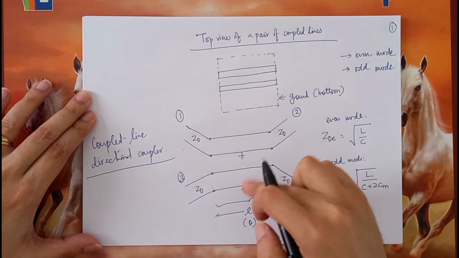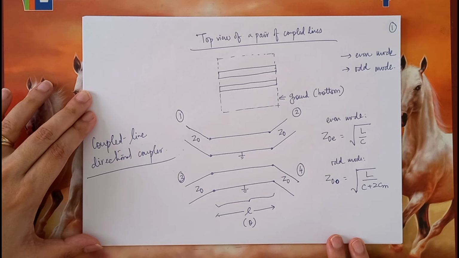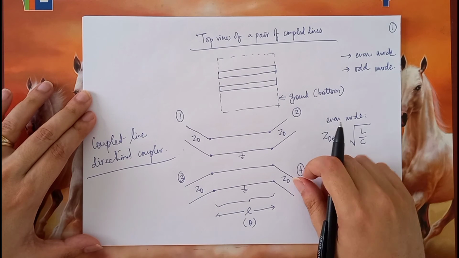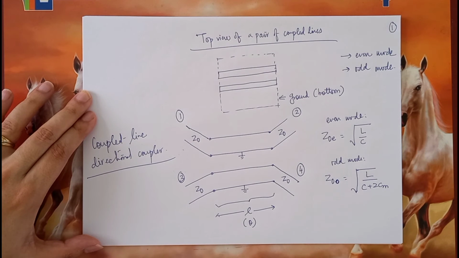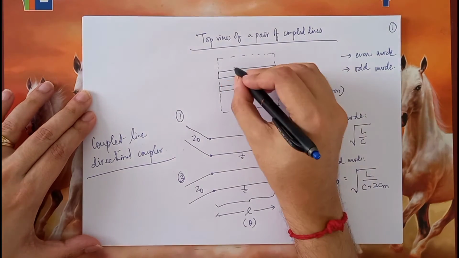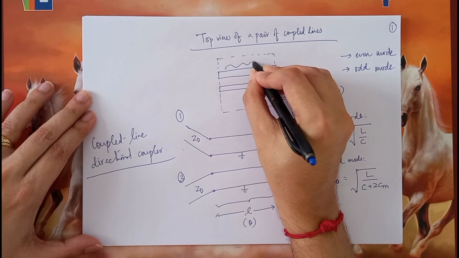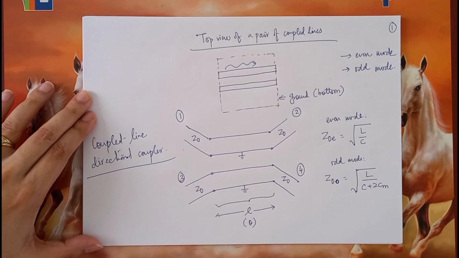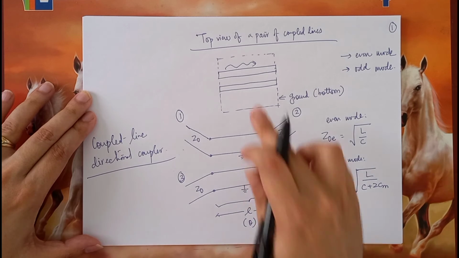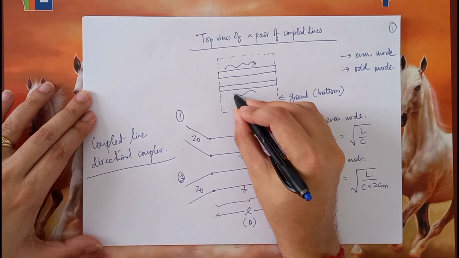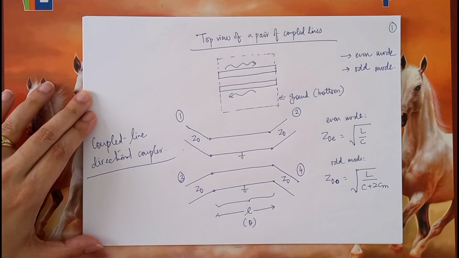Coupled line means the lines are in close proximity and their currents depend on each other and the field linkage between the two. Why directional? Because of electromagnetic induction, as we discussed. If the current in the first conductor is in this direction, the induced current in the second conductor will be in the opposite direction. So the direction is quite important. That's why the word directional coupler.